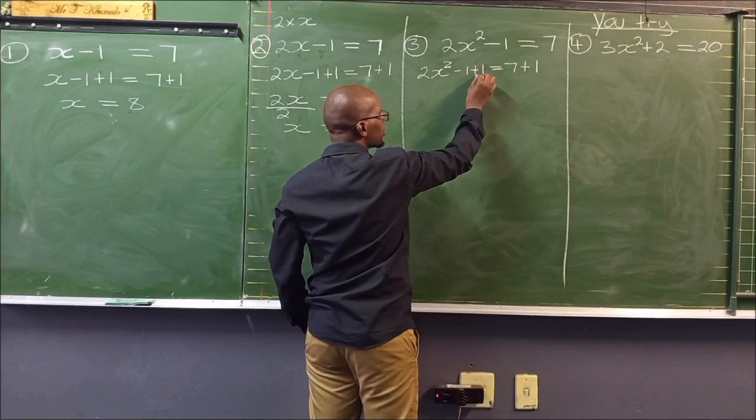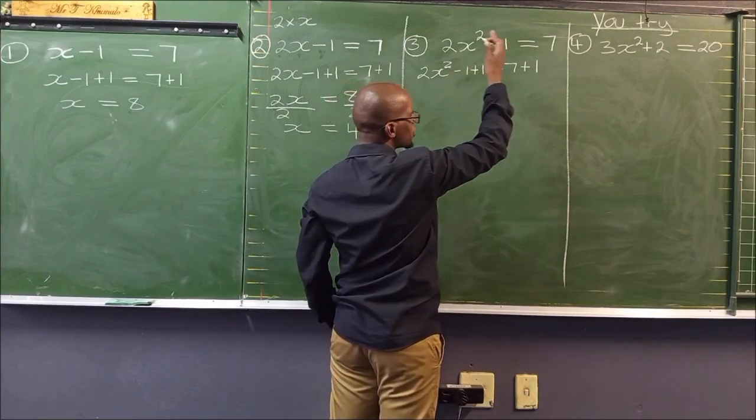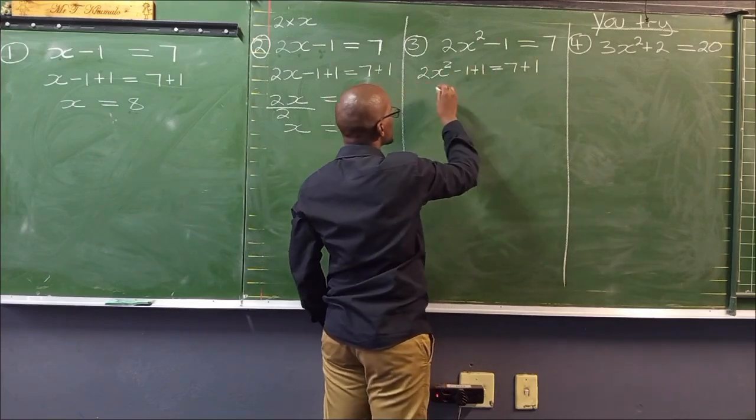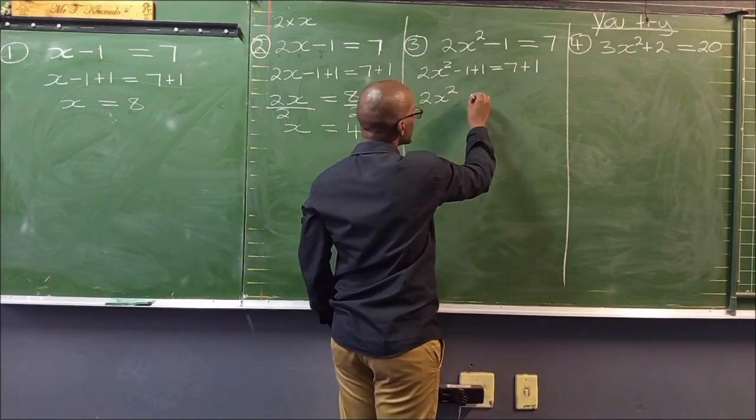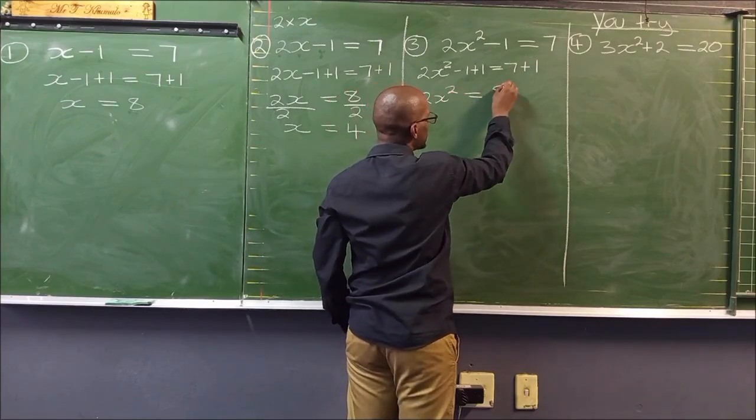Whatever you add or do on the left-hand side, you also do on the right-hand side. So now I'm going to be left with 2x squared is equal to 8.